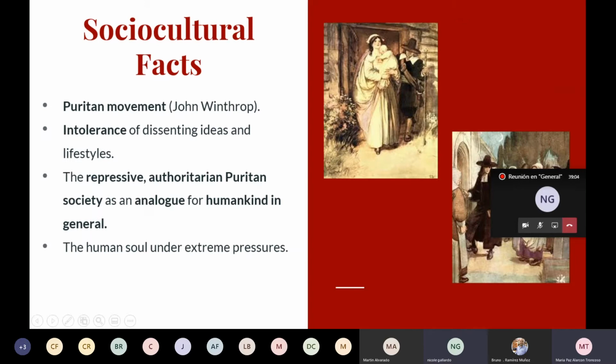I'm going to talk about the sociocultural facts. This story revolves around the Puritan movement. And who were the Puritans? They were a group of religious reformers who arrived in Massachusetts in the 1630s. This was a religious sect, and they were known for their intolerance of dissenting ideas and lifestyles.